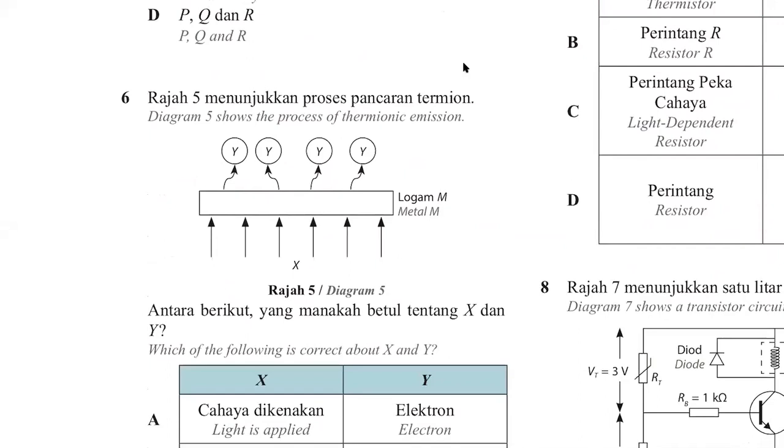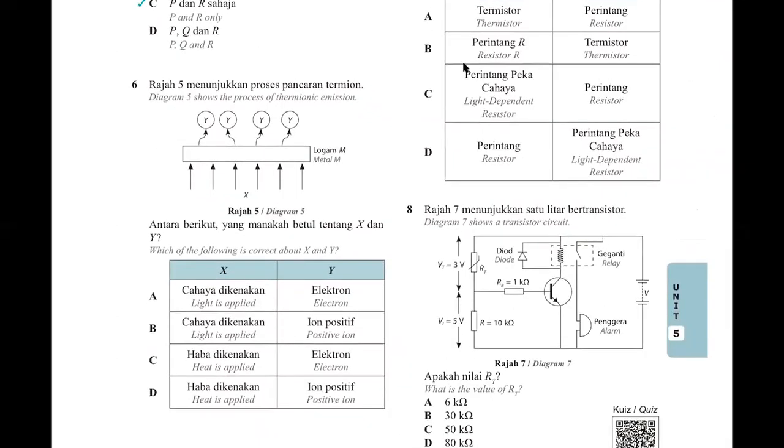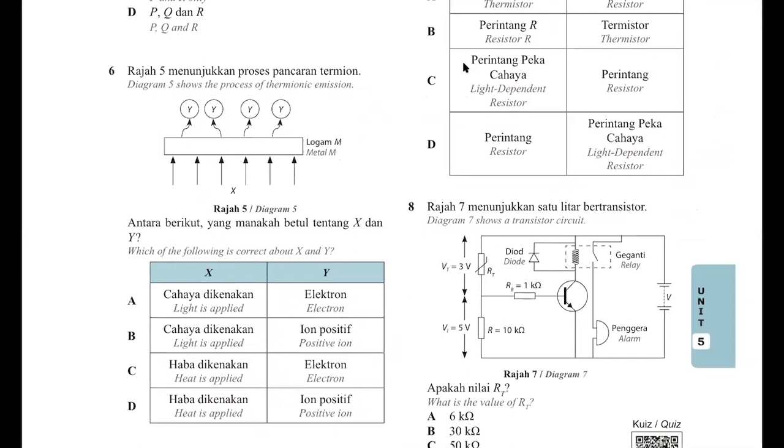Question number six. Diagram five shows the process of thermionic emission. So which of the following is correct about X and Y? Mana satu? Which of the following is correct about X and Y? What is X? What do you need to do to the metal to release Y? Yes, you have to heat it up, kan? So it means that the possible answer is either this one or this one.